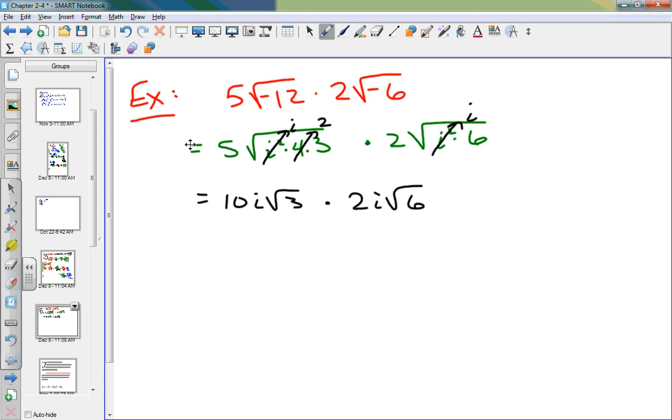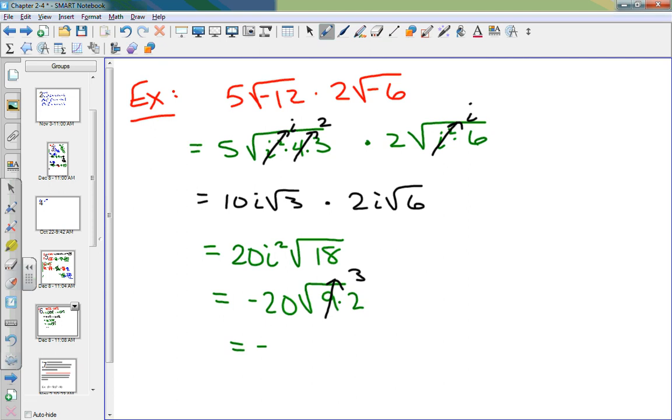So what is 10I times 2I? 20I squared. And what is 3 times 6? 18. And are there any perfect square factors of 18? Yes, there are. 9 and 2. The I squared gives me negative 20 times 9 times 2. The square root of 9 is 3 to give me negative 60 square root of 2. That's 2.